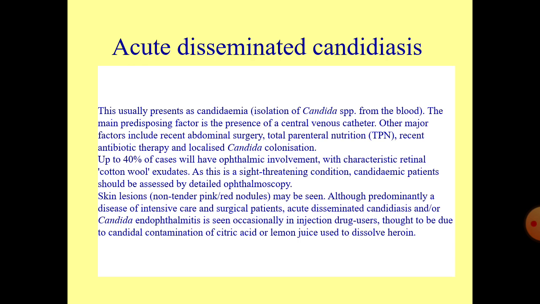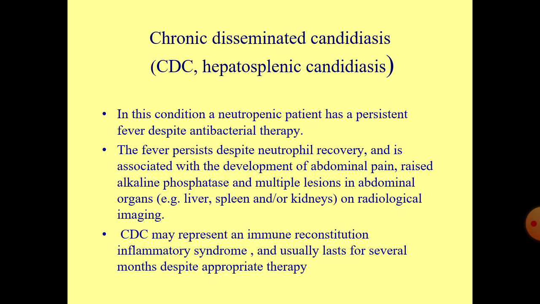And again, this type of acute form can happen in commonly in patients with intensive care and surgical patients. Again, those patients who are intravenous drug users have been labeled for candida systemic candidiasis. This is because of the candidal contamination of the citric acid or lemon juice used to dissolve heroin.